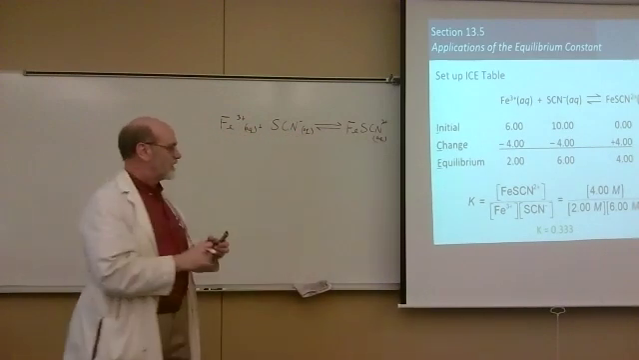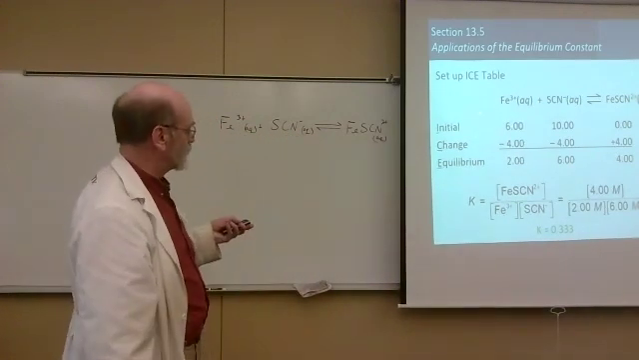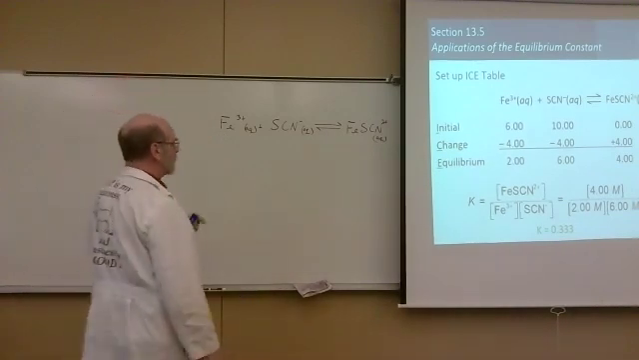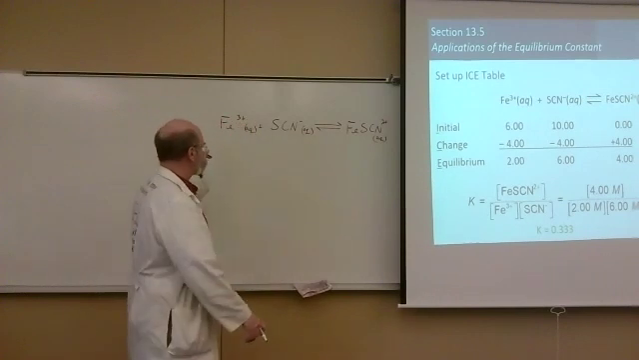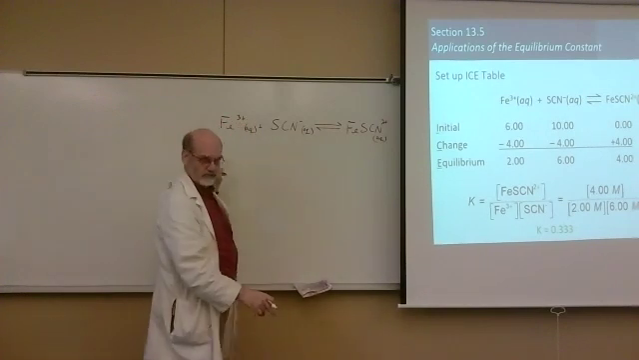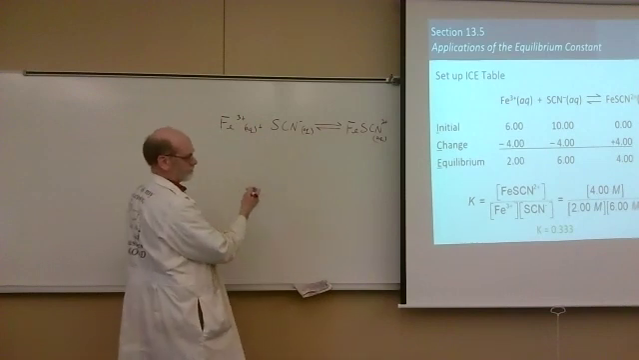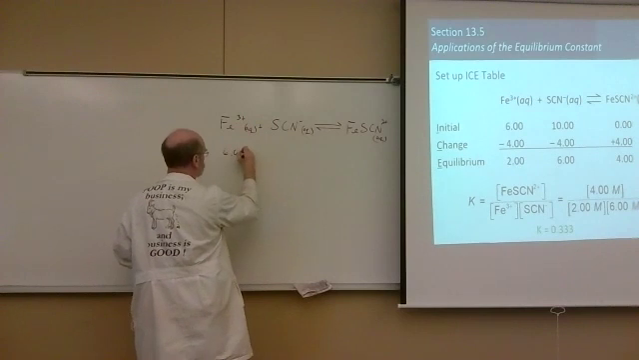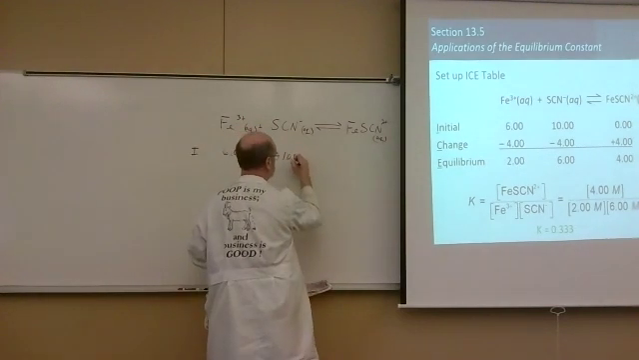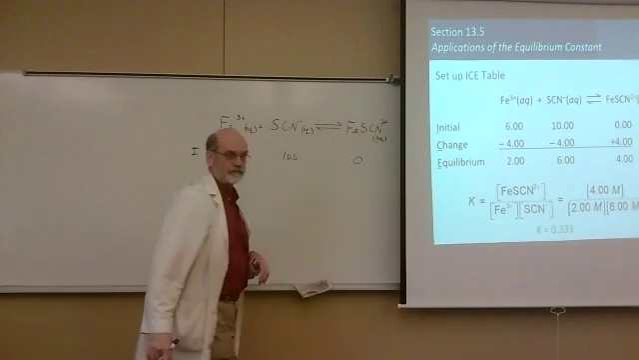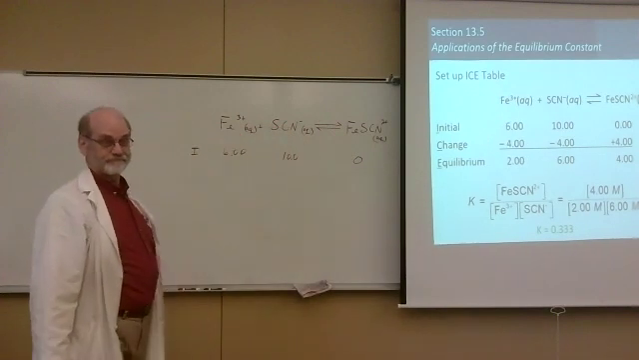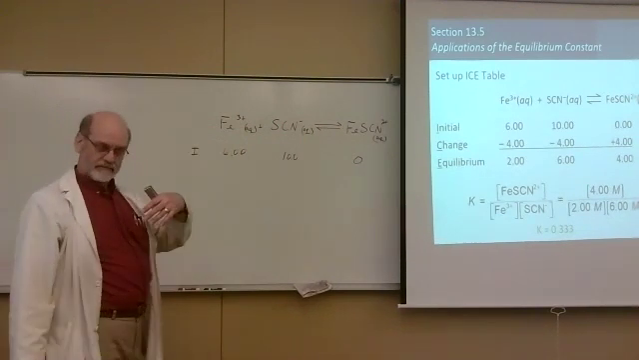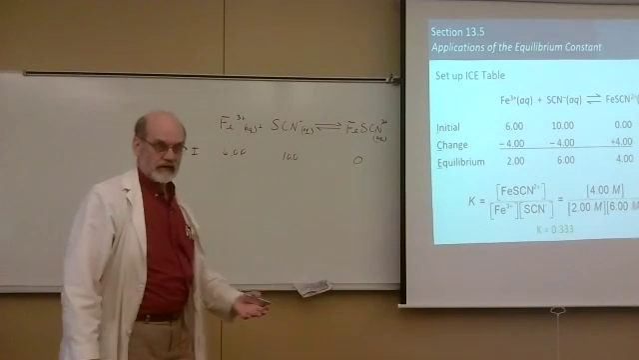ICE stands for initial, change, equilibrium. The best way to use an ICE table is to have your balanced equation set up above and then build the ICE table underneath the equation. So what are the initial concentrations? Well, we have 6 molar for this one, 10 molar for this one, and 0 for that one, because these are beginning conditions. You don't have any product yet.